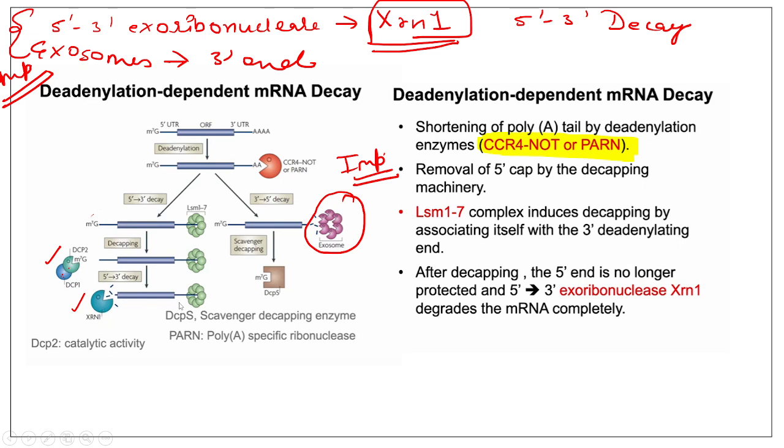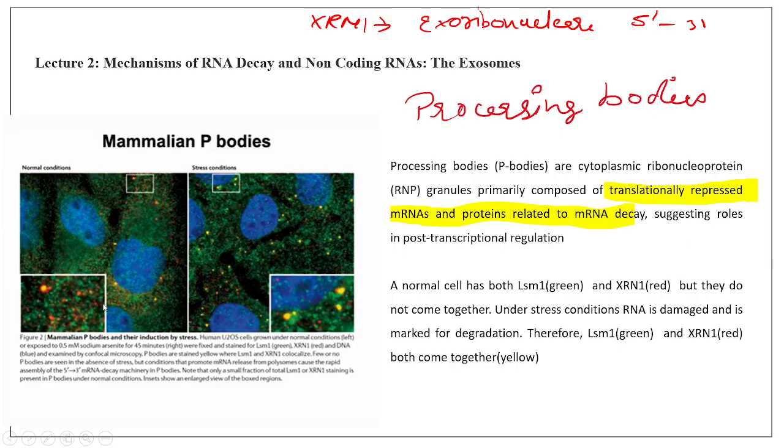And these are proteins. That means P bodies are translationally repressed mRNAs, those mRNAs which cannot undergo translation, which cannot complete their fate. So those mRNAs should be decayed. So P bodies have those mRNAs which have to be decayed plus some proteins which help in their degradation. Here they say a normal cell has both LSM1 and XRN1, but they do not come together.